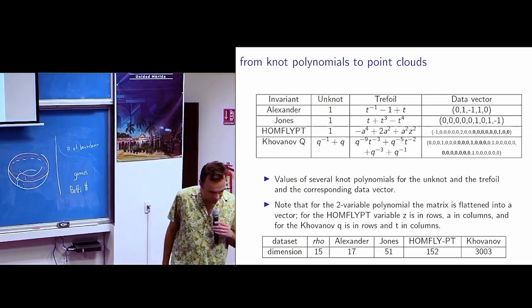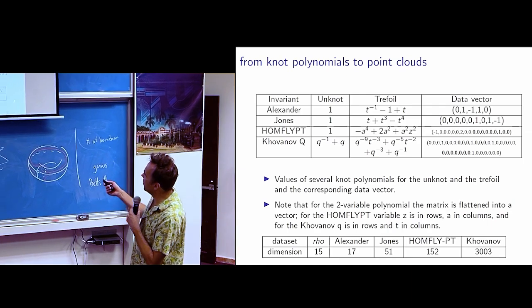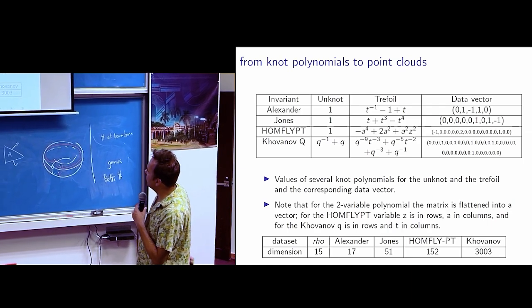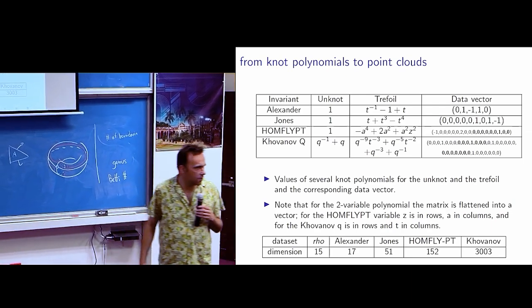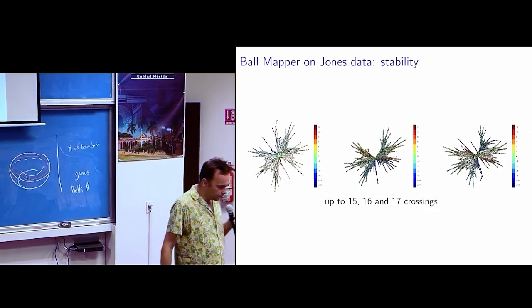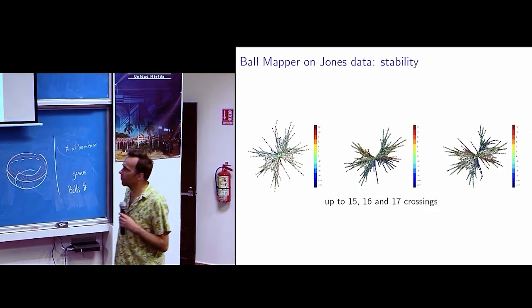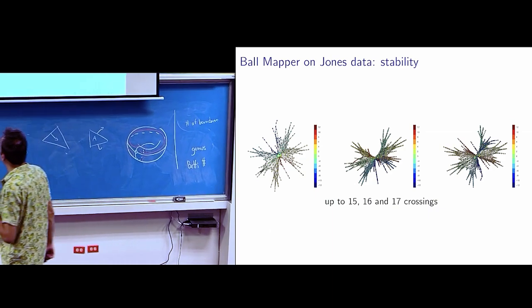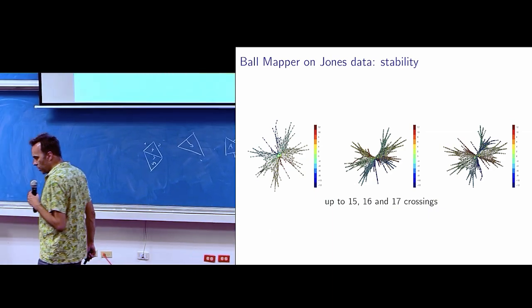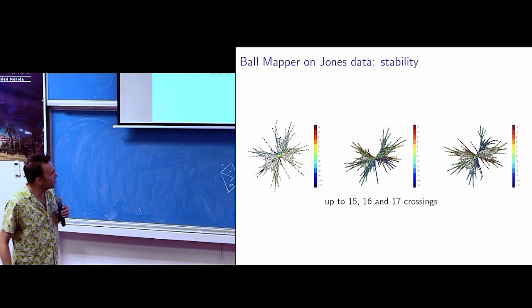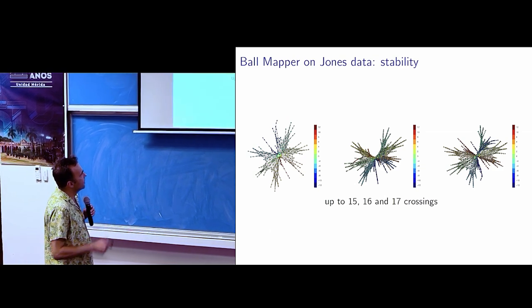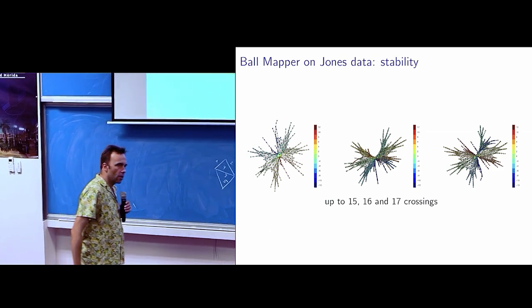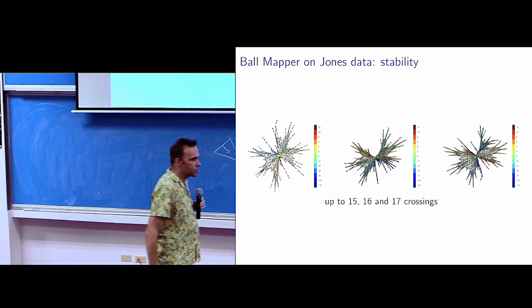And if we fix it, then we see that if we are considering knots up to, I think, 15 crossings, the dimensionality is pretty high. But this is where we can use, for instance, Mapper, Ball Mapper in this case. This is for Jones polynomial data: Jones polynomial of knots up to 15, 16, and 17 crossings, colored by knot signature.